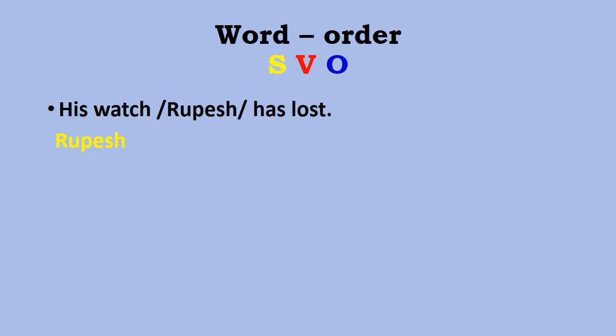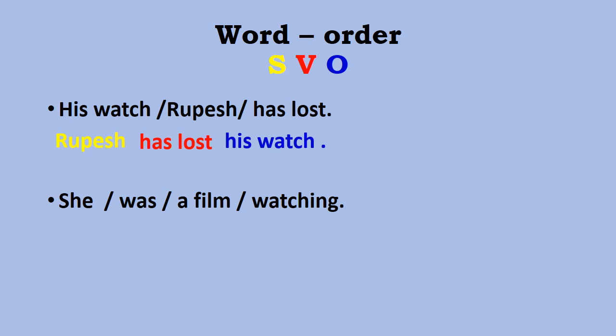After Rupesh, that is the subject, we have to write the verb. And what is the verb? Has lost. His watch cannot be a verb. Has lost, and object is his watch. So the sentence will be: Rupesh has lost his watch.